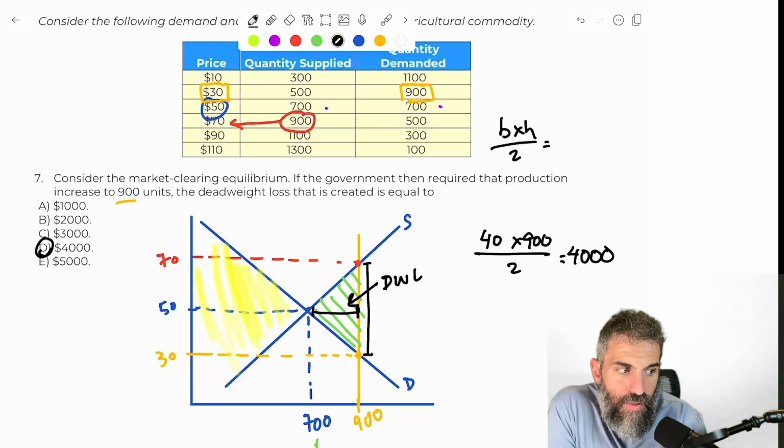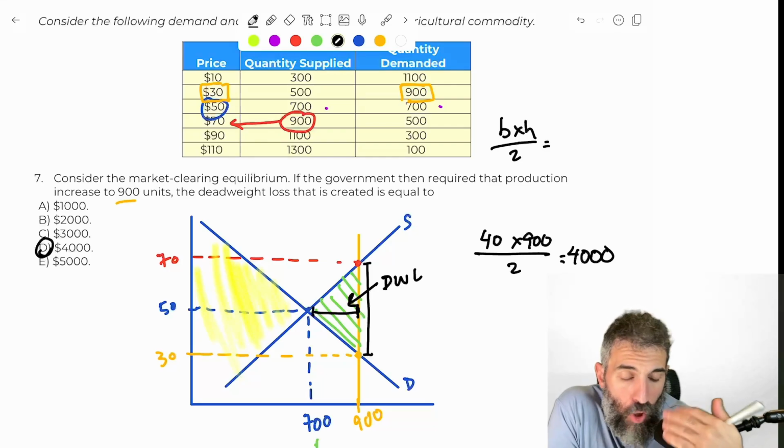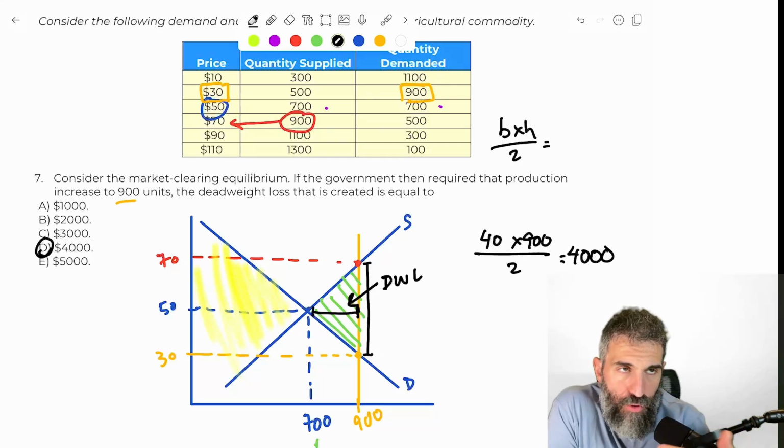So anytime your supply is above your demand, normally the market would not even bother going there. The market would never get to a point where the cost exceeds the value. But if the government were to force it, it would create a negative effect on the economy, and that whole area would be a loss in the economy.